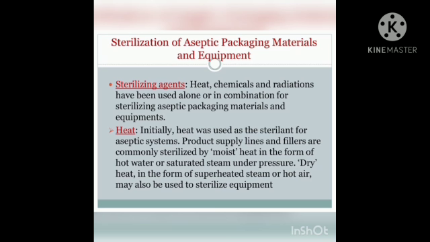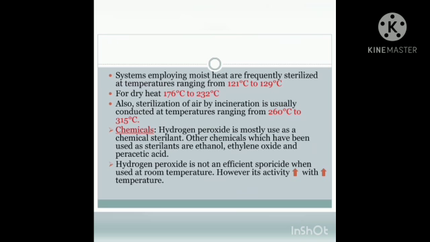Sterilization of aseptic packaging materials and equipment. Sterilizing agents like heat, chemical and radiation have been used alone or in combination for sterilizing aseptic packaging materials and equipment. Heat. Initially, heat was used as the deterrent for aseptic systems. Product supply lines and fillers are commonly sterilized by moist heat in the form of hot water or saturated steam under pressure, whereas dry heat in the form of superheated steam or hot air may also be used to sterilize equipment.